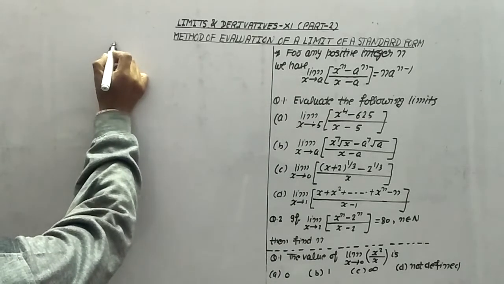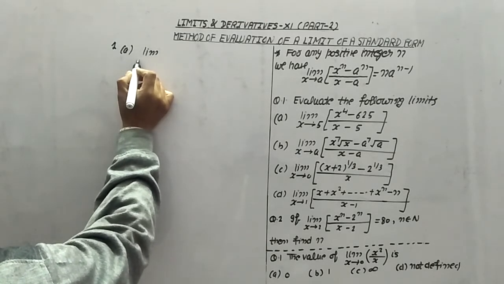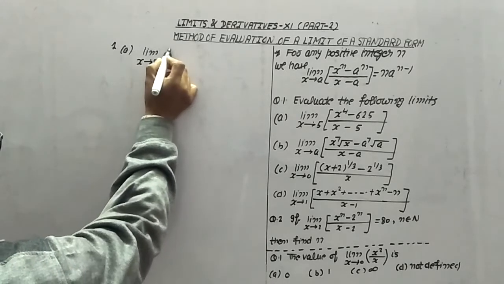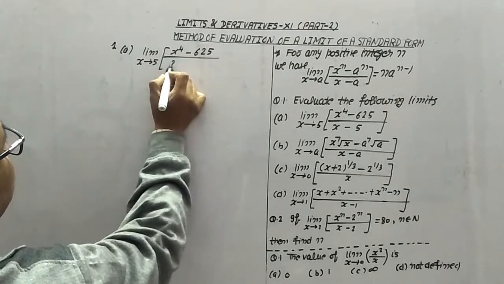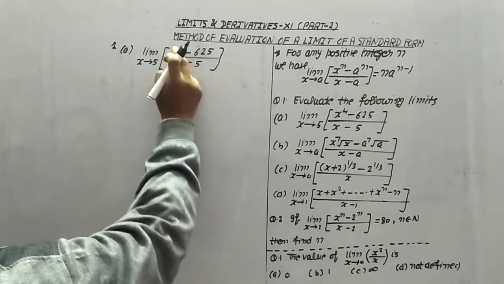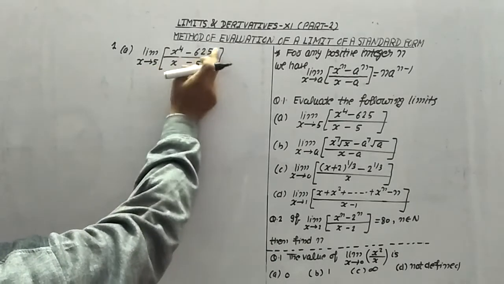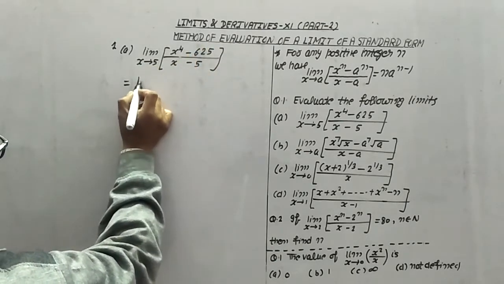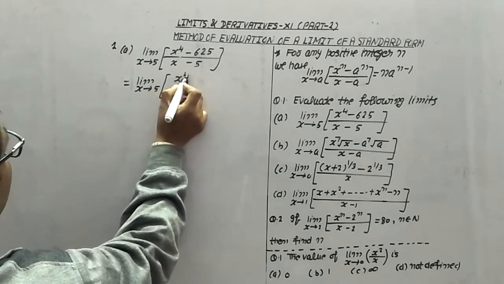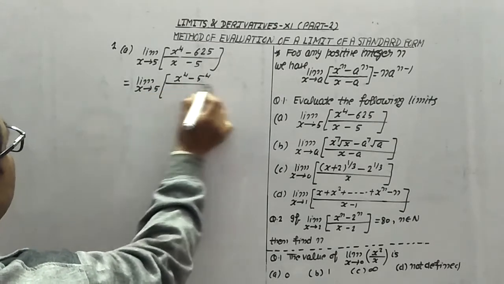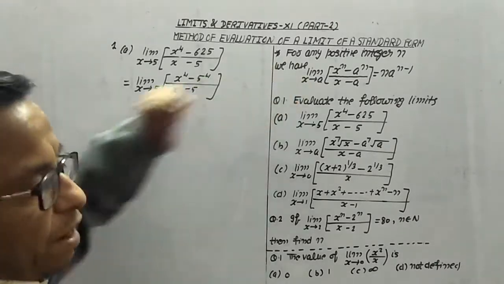In question number 1, part a, we have to evaluate the limit as x tends to 5 of (x^4 - 625)/(x - 5). Now we observe the power is 4, and since x tends to 5, the second term should be 5 raised to power 4. So we can write the limit as x tends to 5 of (x^4 - 5^4)/(x - 5). This is equal to the standard form only.